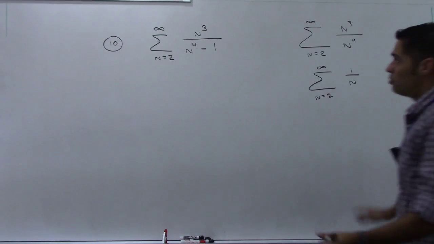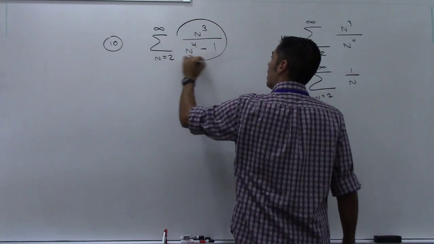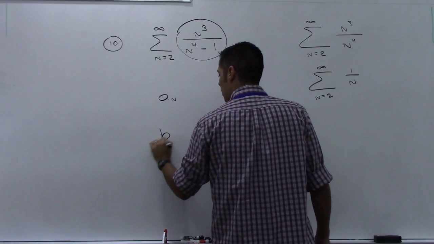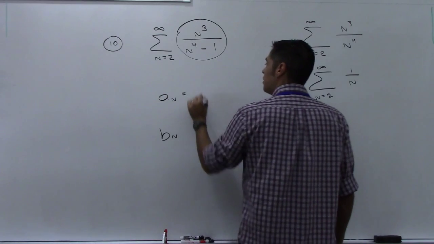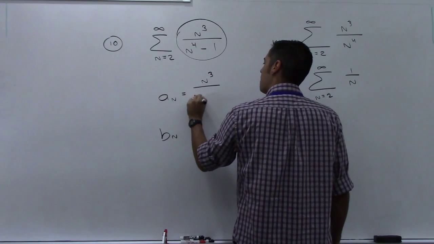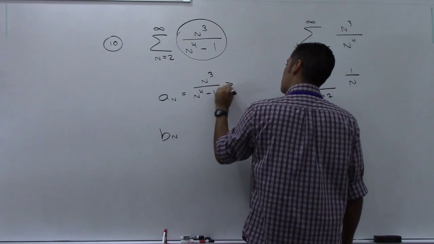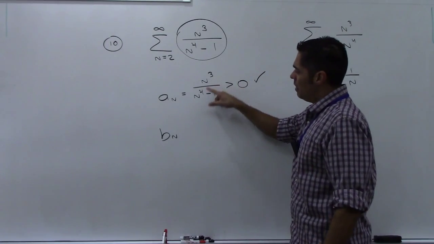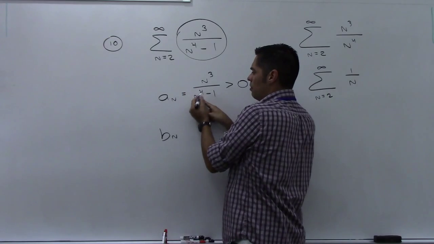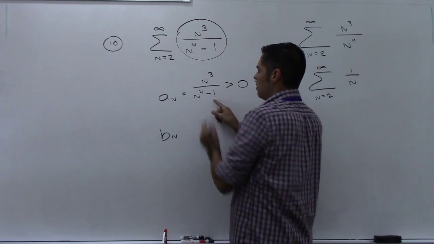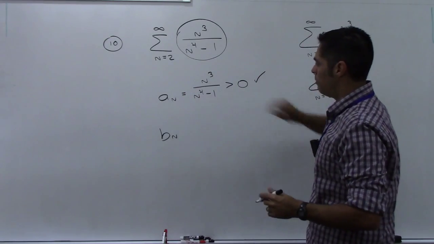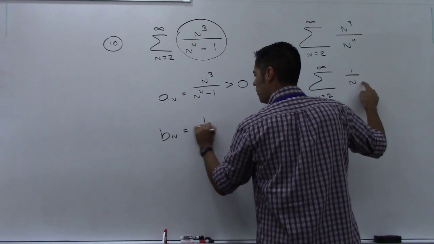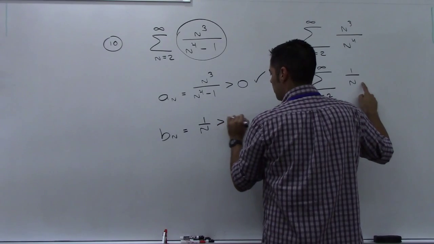I'll be a little better with my notation here. I'm going to say a sub n is this one. Is that always greater than 0? Yes, because that's a positive number. If n starts at 2, 2 to the fourth power minus 1 will always be positive. The ratio of two positive numbers is always positive. b sub n over here is 1 over n, and that's always positive. That's pretty obvious.